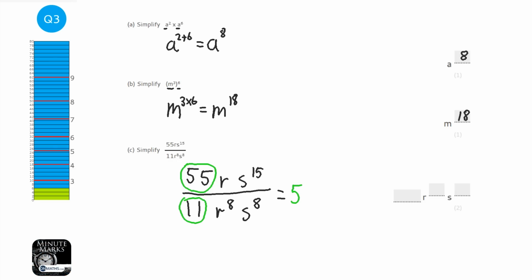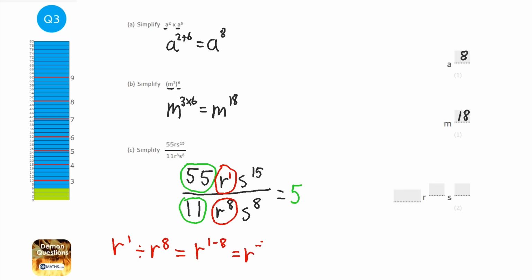Okay, so next one, we've got the r's that we want to divide. So we've got an r at the top and an r at the bottom. Now this r at the top is technically r to the power of 1. Now when we do r to the power of 1 divided by r to the power of 8, which I'm going to write out down here so I can show you, you take away the powers. So when you times them, you add the powers. When you divide, you take away the powers. So that's r to the power of minus 7.